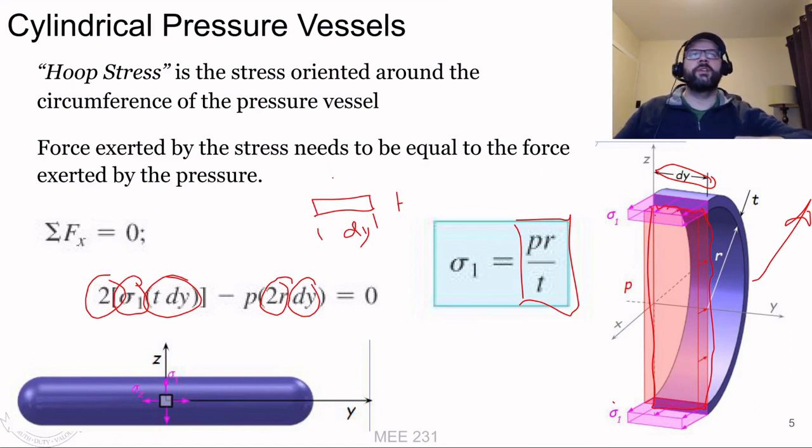And then we also have the longitudinal stress. This is a stress that's oriented parallel to the length of the cross section. So it's whatever stress is resisting you pulling apart the pressure vessel lengthwise, rather than, I don't know, what's the opposite of longitudinal? Transverse.